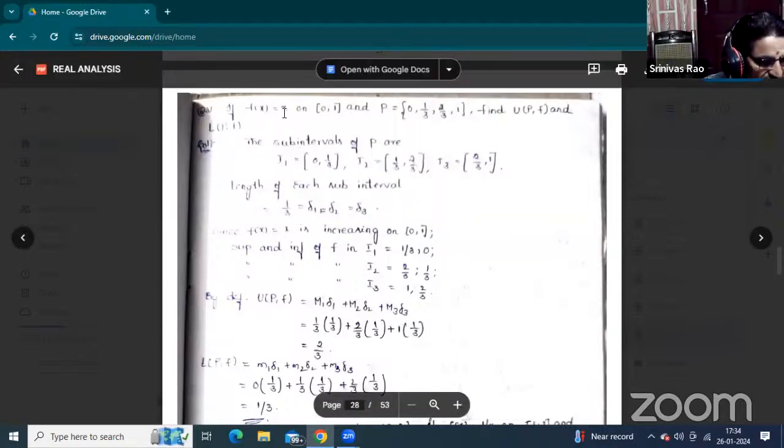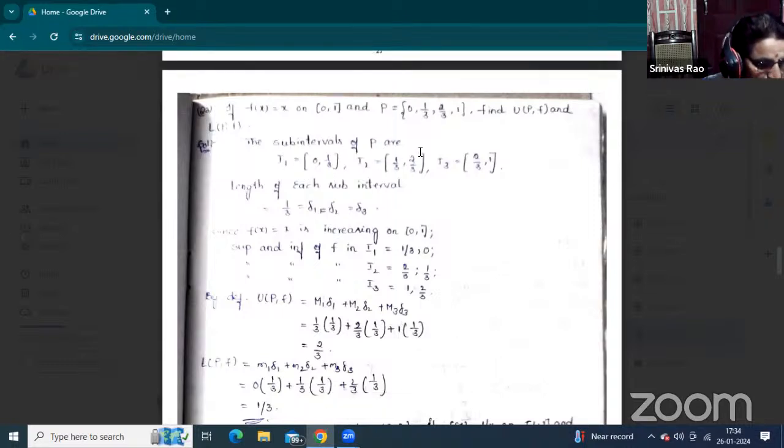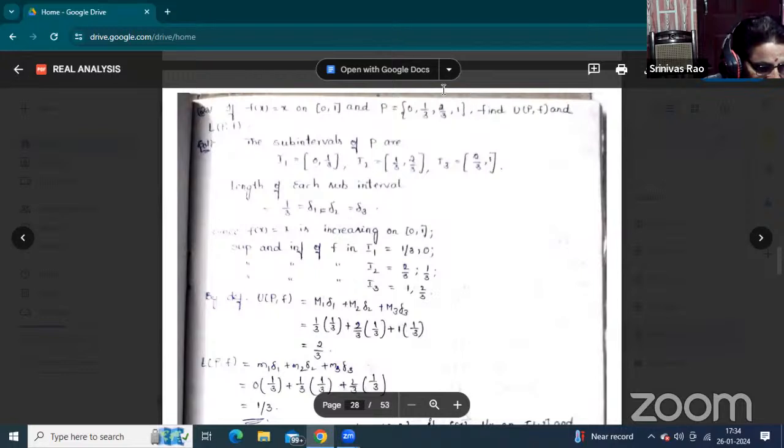Now, here the function is x. Given the function, x means that it is the algebraic function. This is the first degree polynomial of the function. And according to the function, the subintervals of the partitions are... How to write the subintervals?